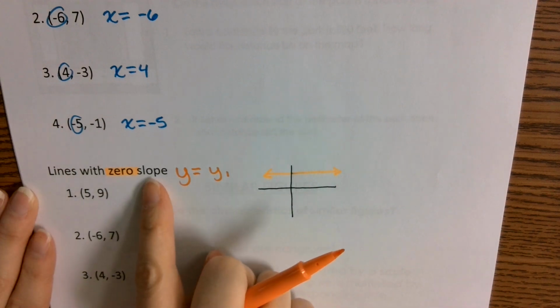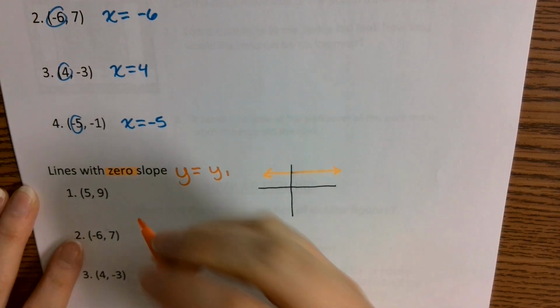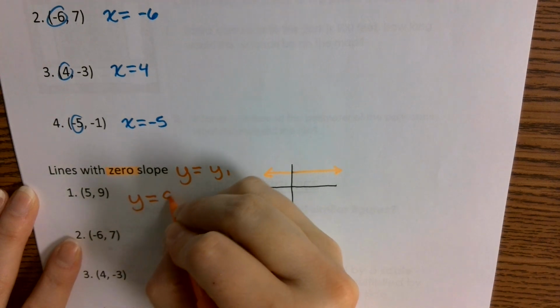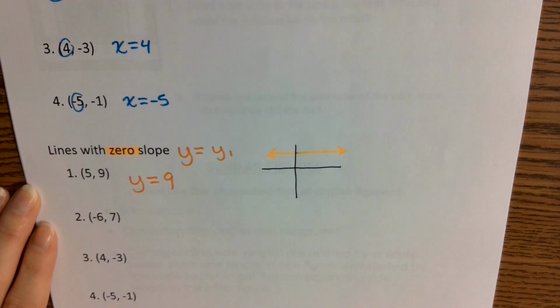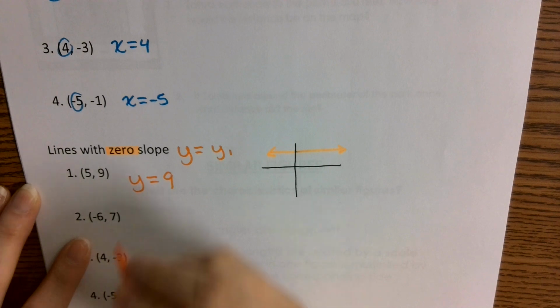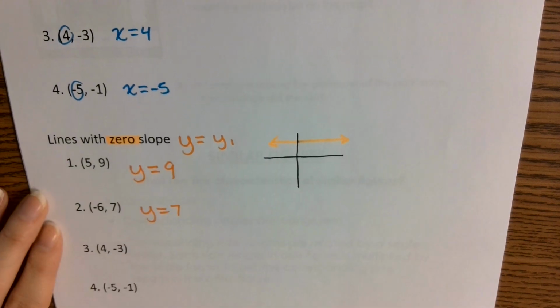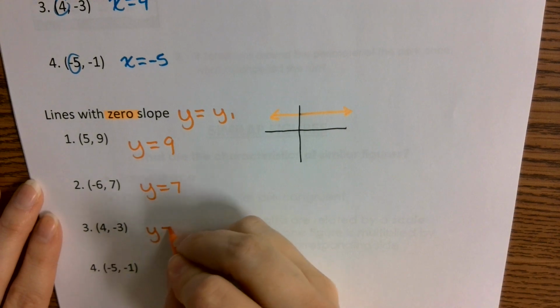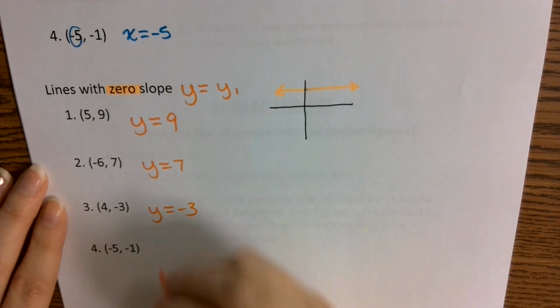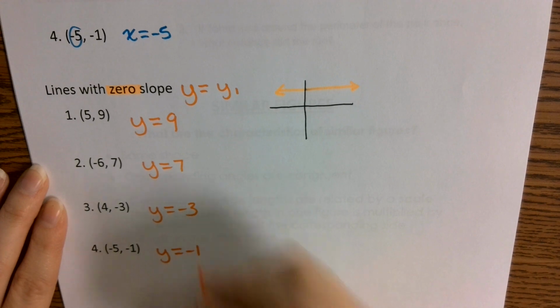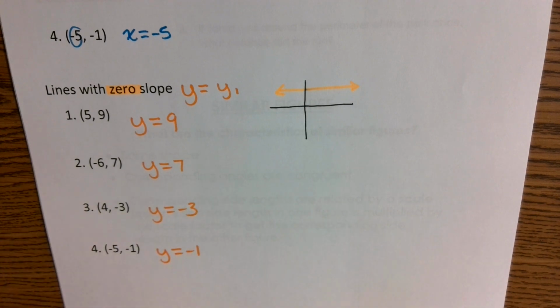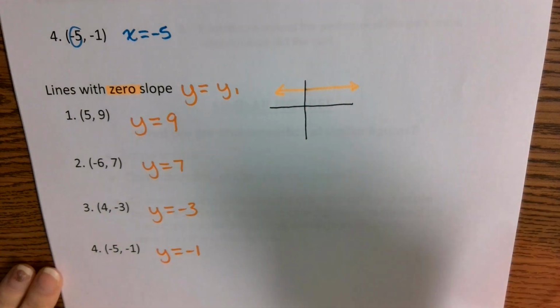So 0 slope, my point is 5, 9. Then my equation is y equals 9. If my point is -6, 7, what's my equation? Y equals 7. What about for number 3? Y equals -3. And then number 4? Y equals -1. That simple. Those special criteria for undefined and 0 slopes, that's what those equations look like.